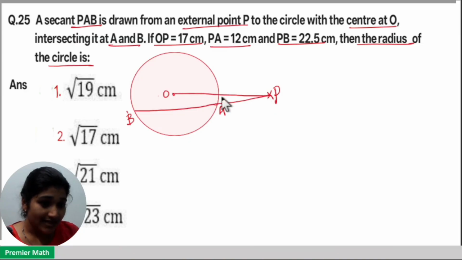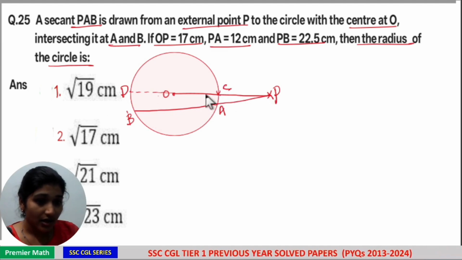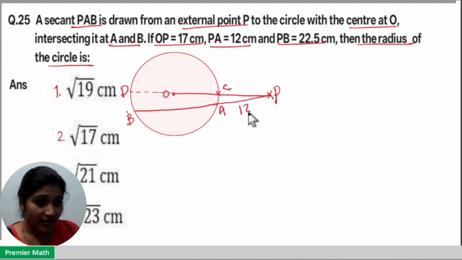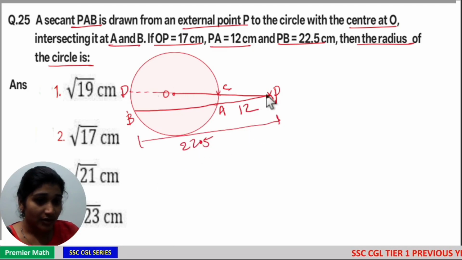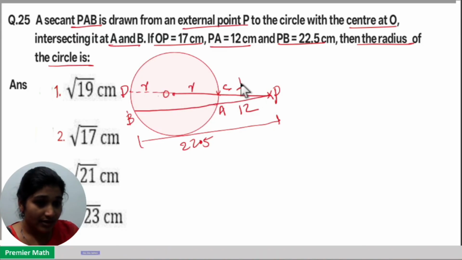OP is equal to 17. OP is 17 means, if I extend this, this is PD. Now, here this point is C. So, PC, and here PA is given as 12 centimeter and PB is given as 22.5 centimeter. Now, here OP is equal to 17 means these two are radius. So, OP 17 means this length PC is equal to 17 minus R.